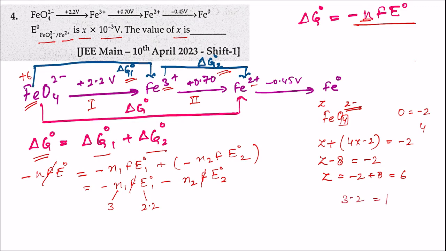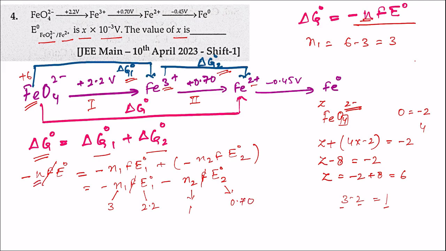In the first step, change in oxidation number is from +6 to +3. So N1 was 6 minus 3, that is 3. In the second step, +3 to +2, change is 3 minus 2, 1. So value of N2 is 1. E2 is given as 0.70. And what is the value of N?